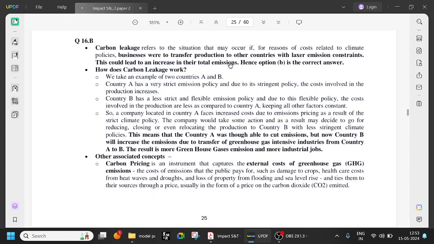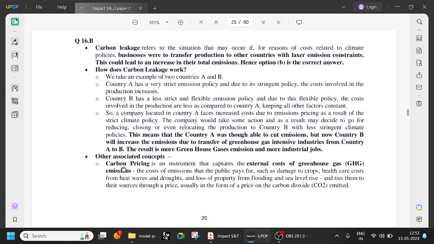Basically, it is shifting your production. Take an example of two countries A and B. Country A has a very strict emission policy, and country B does not. So you shift from A to B, and country B has less stringent policies. That means country A was able to cut emissions, but now country B will increase emissions due to the transfer of greenhouse gas intensive industries from A to B. So the result is more greenhouse gas emissions and more industrial jobs.